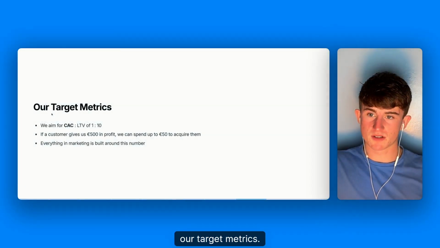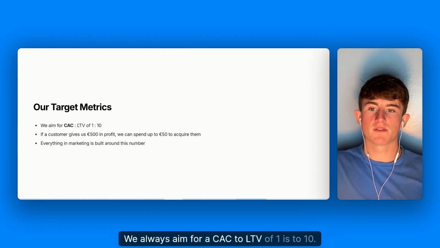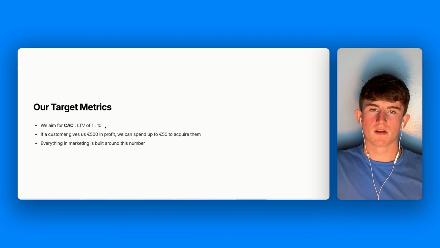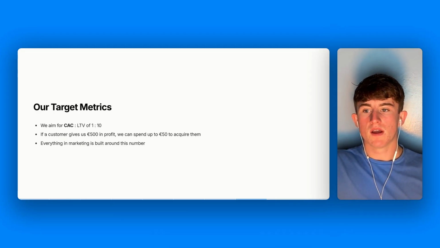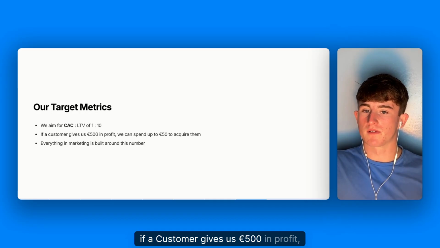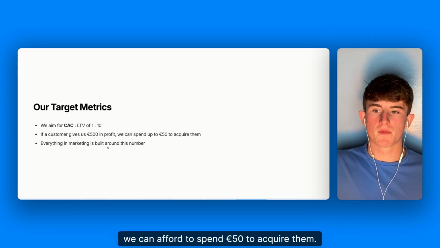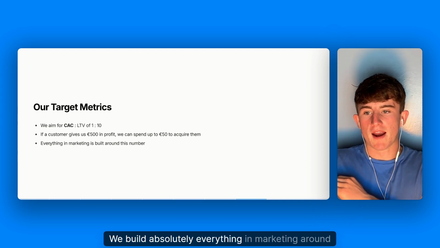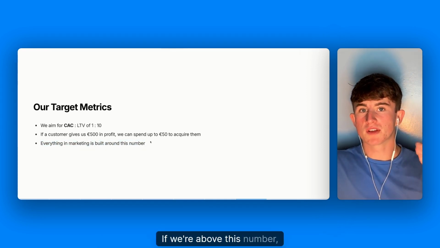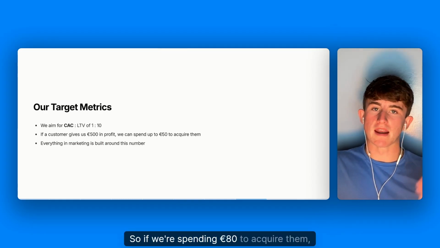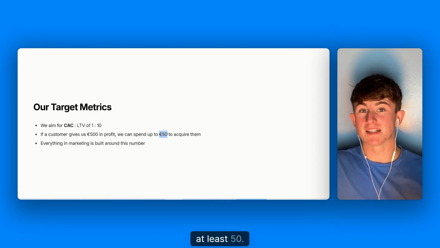Our target metric, as I've said, okay, we always aim for a CAC to LTV of 1:10. So for every €1 we put in, we get €10 in profit. So for example, if a customer gives us €500 in profit, we can afford to spend €50 to acquire them. We build absolutely everything in marketing around this number. If we're above this number, so if we're spending €80 to acquire them, we do whatever we can to bring this number down to at least 50.